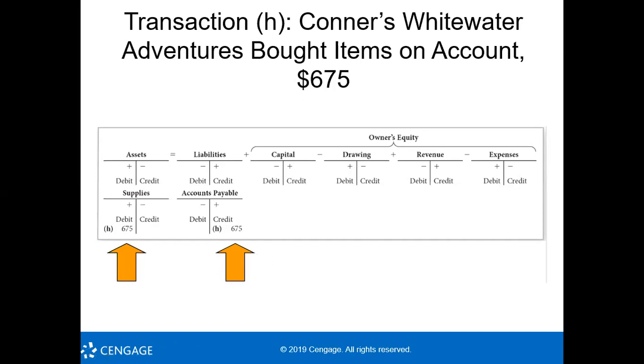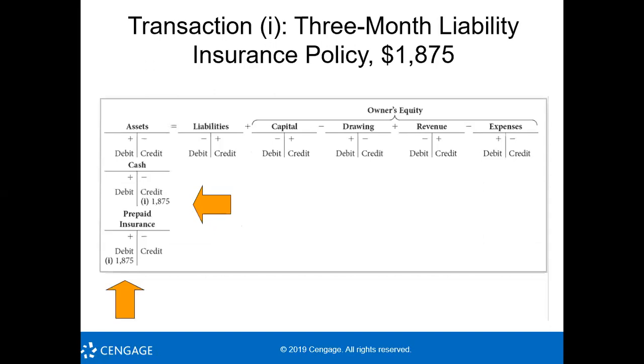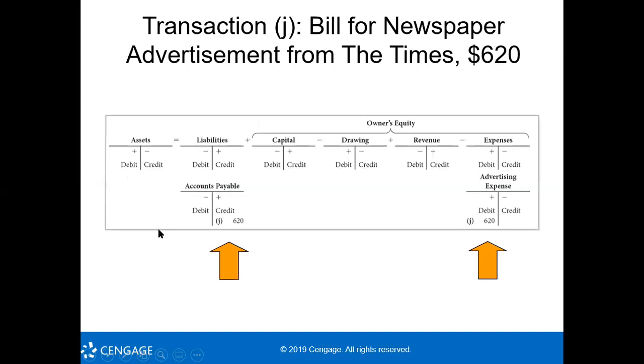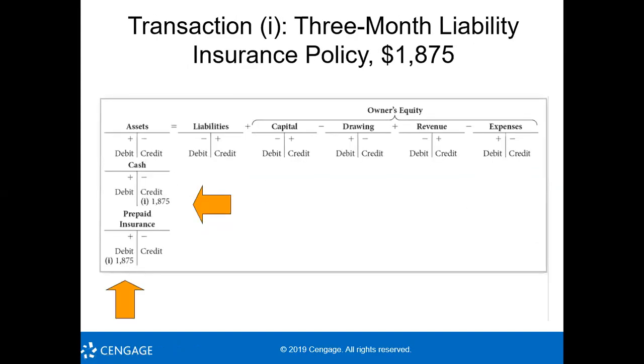All right. This transaction, we're purchasing a 3-month liability insurance policy for $1,875. So we're going to have prepaid insurance going up, cash going down. Those are both asset accounts. So we see them both under this asset column. Prepaid insurance, remember this is prepaid insurance because it's a 3-month policy.